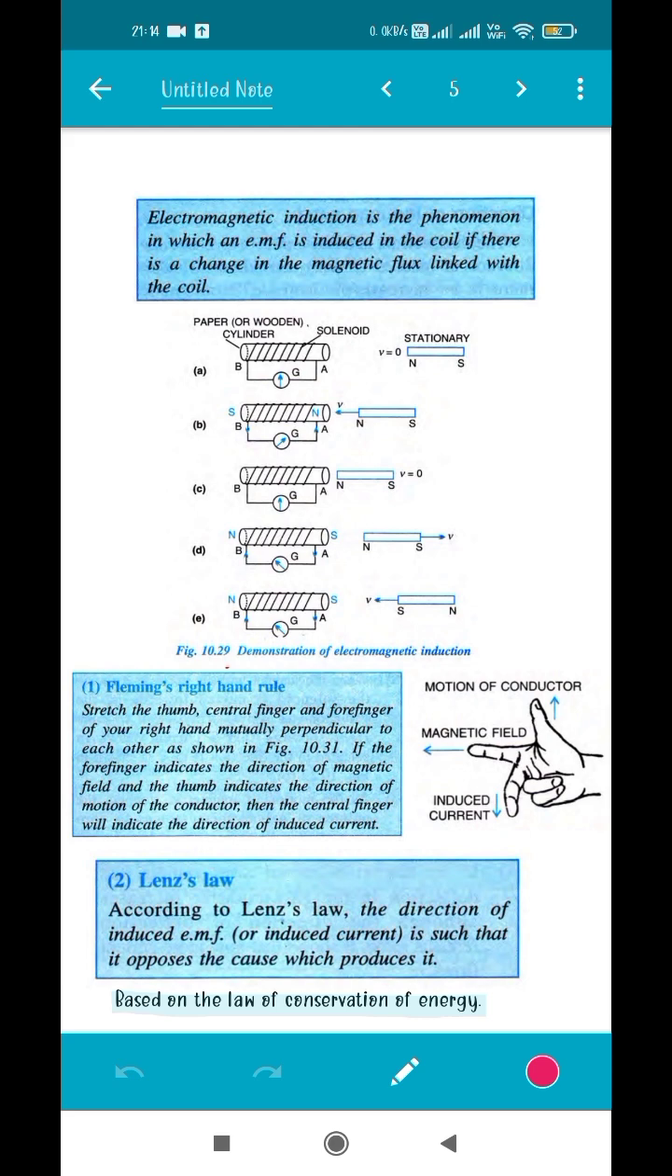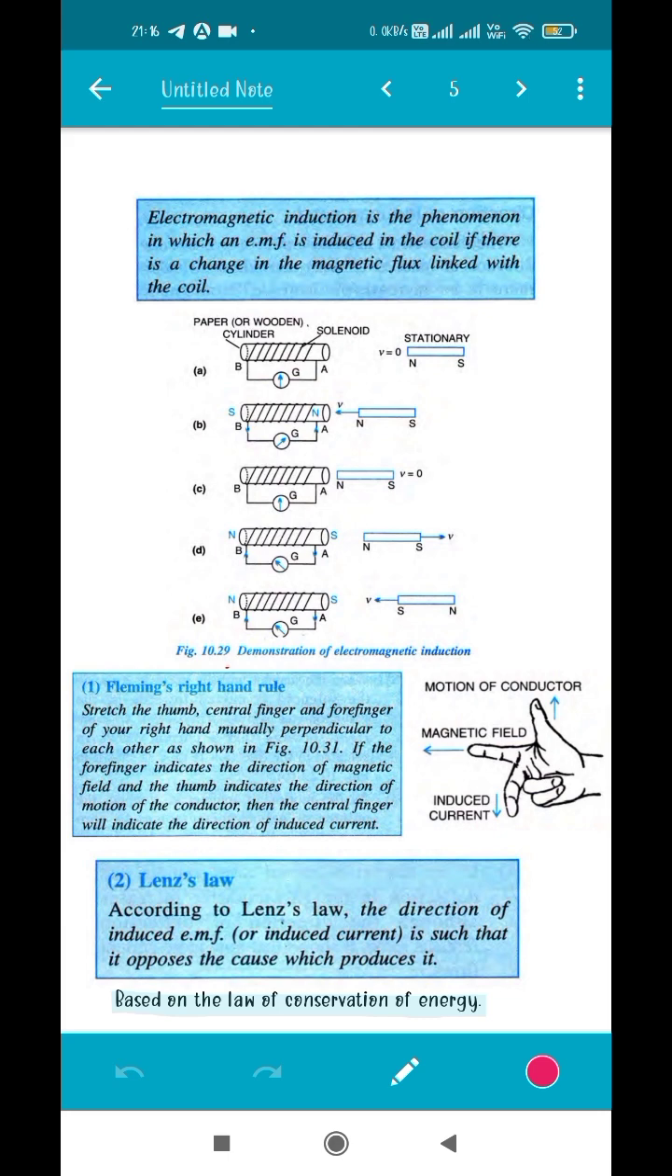Now talking about Lenz's law, what is Lenz's law? According to Lenz's law, the direction of induced EMF, that is the direction of this current which was formed in the coil, is such that it opposes the cause which produces it. What was causing this current? The motion of the magnet. If the magnet would be stationary, then there would be no current, but since the magnet was moving towards the coil, or we were moving the magnet away from the coil, a current was getting induced. So the direction of this current will always be opposite to the direction of the movement of the magnet.